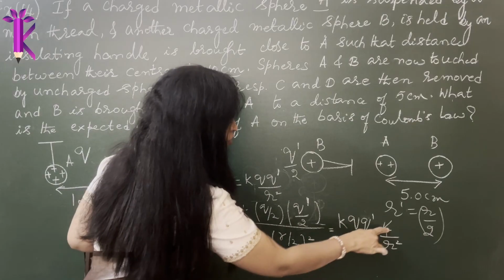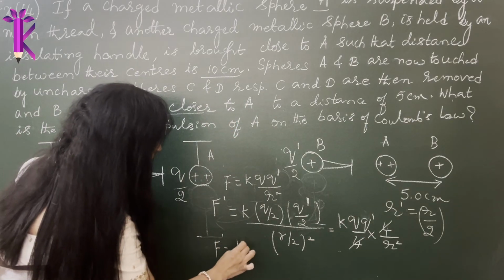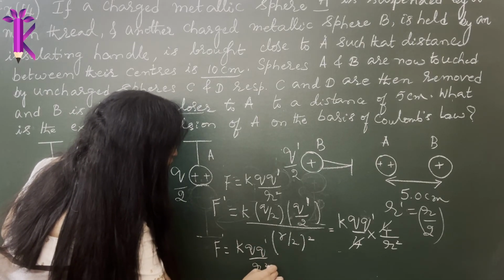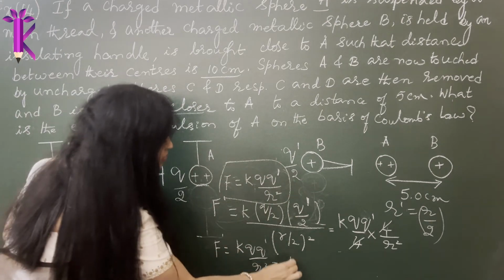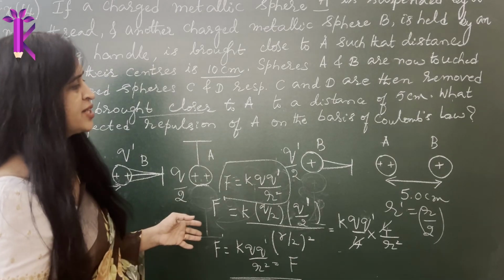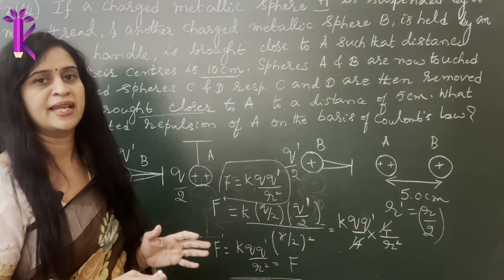So Q into Q dash, 4 and 4 gets cancelled. So F dash will be K into Q dash divided by R square, which is nothing but the initial electrostatic force of repulsion. There has been no change since they are point charges. You see, nothing has been changed even after bringing them in contact.